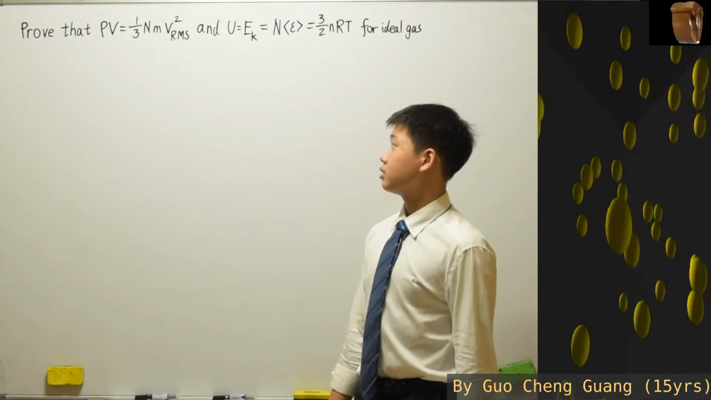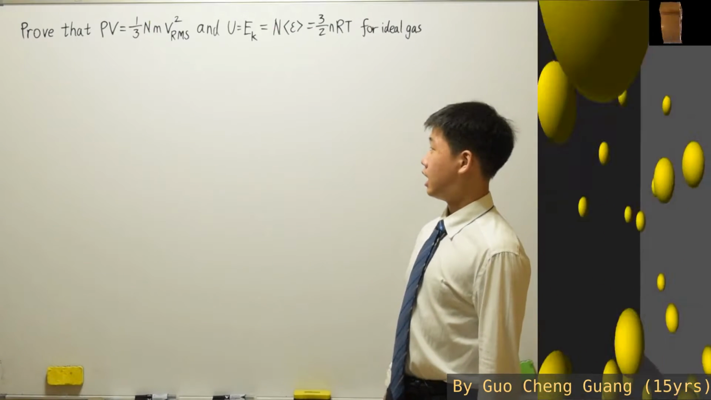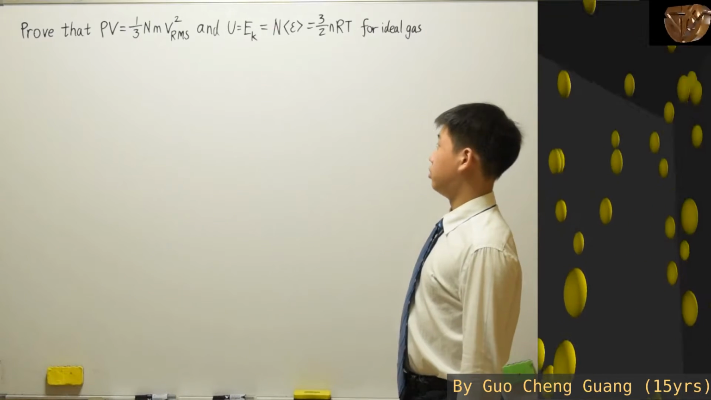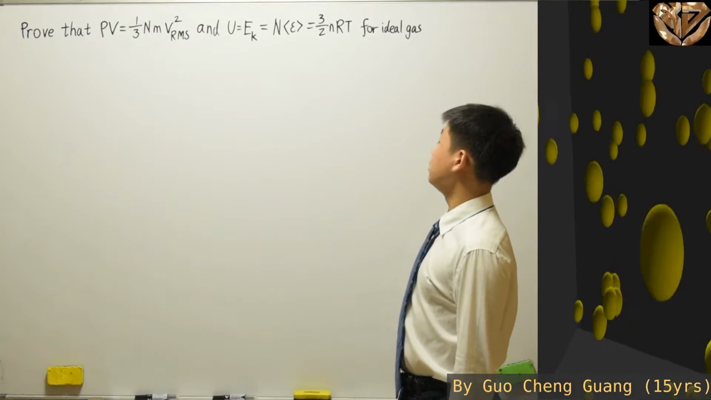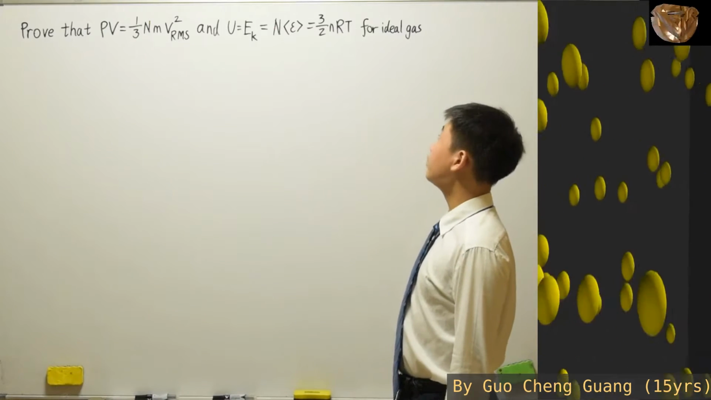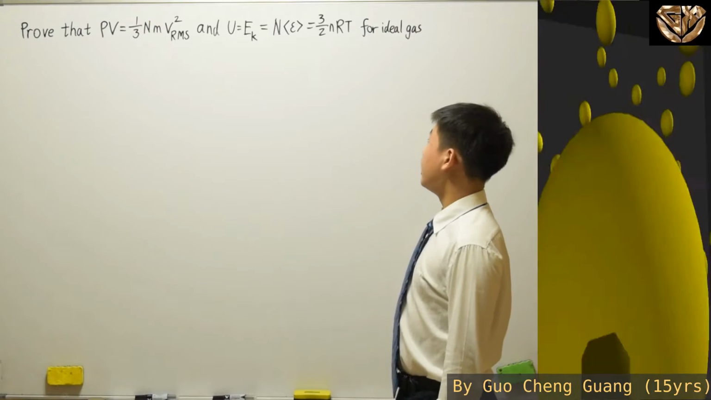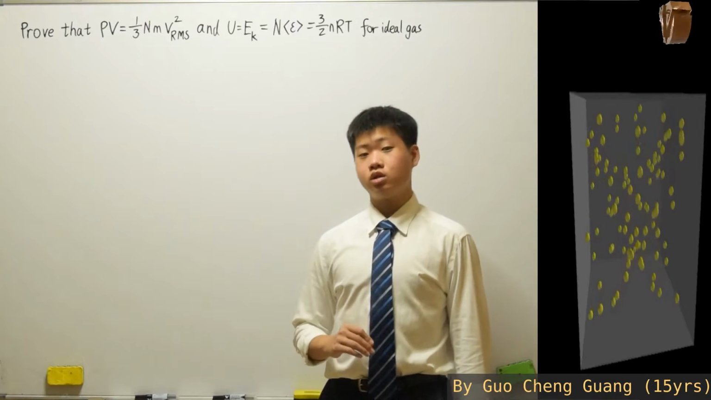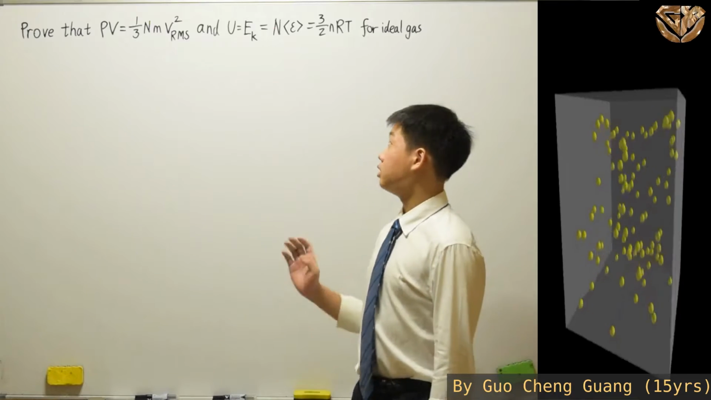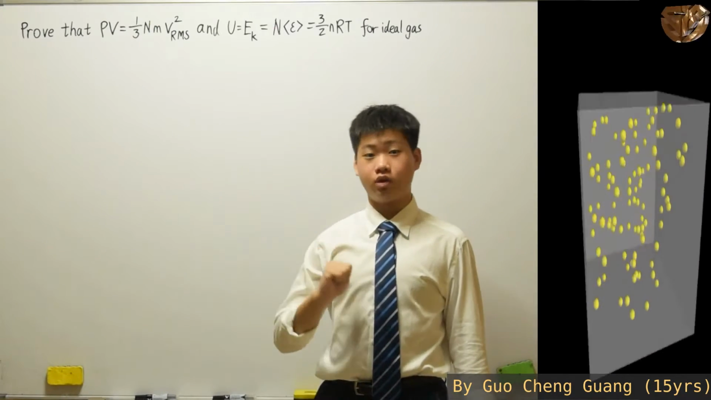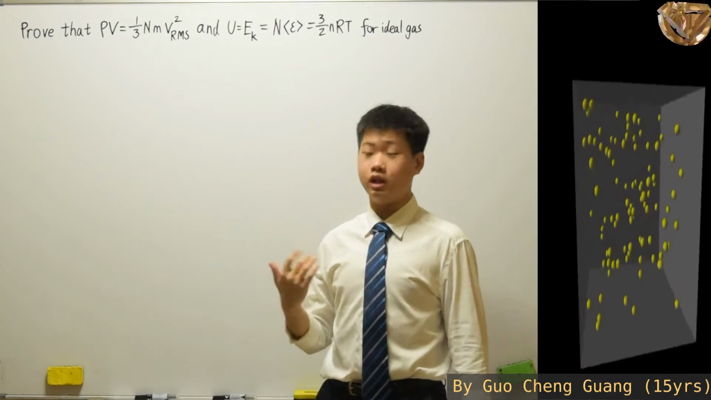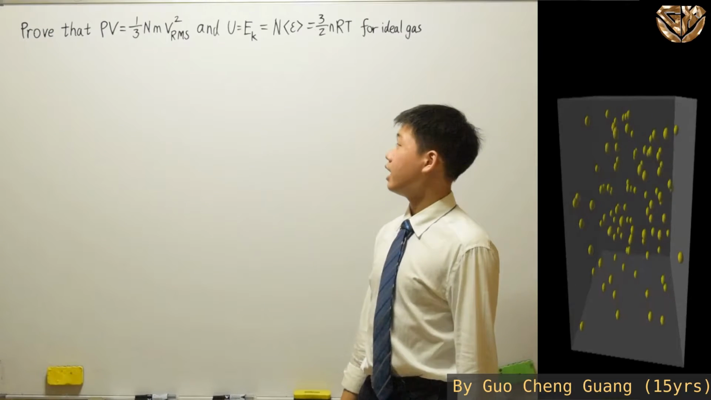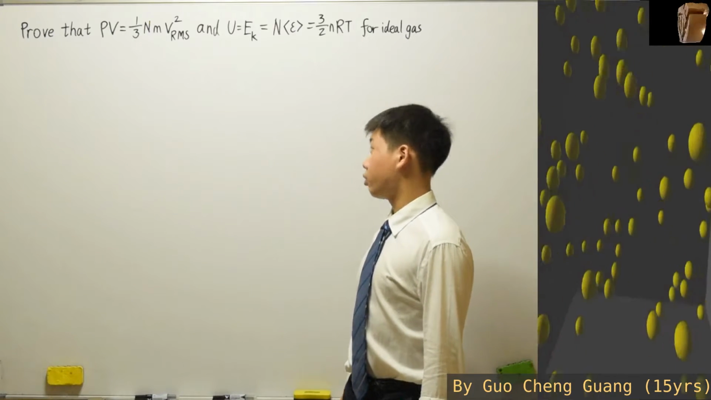So, in order to prove that PV is equal to 1/3 Nm times the root mean square velocity squared, and U is equal to kinetic energy plus N with this sign and epsilon inside, and it's equal to 3/2 nRT for ideal gas. So firstly, you might not know what each of these letters mean. And in this lesson, we will be taking a look at the first half, alright? The second half, we will be leaving for later lessons. So, the first half, PV is equal to 1/3 Nm root mean square speed squared.